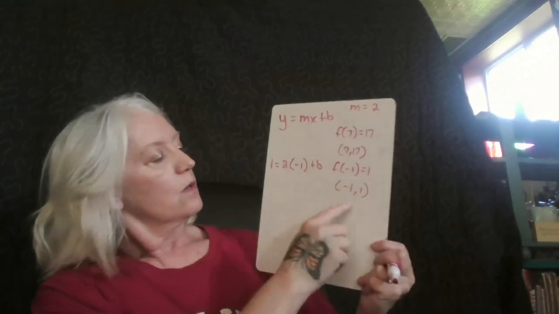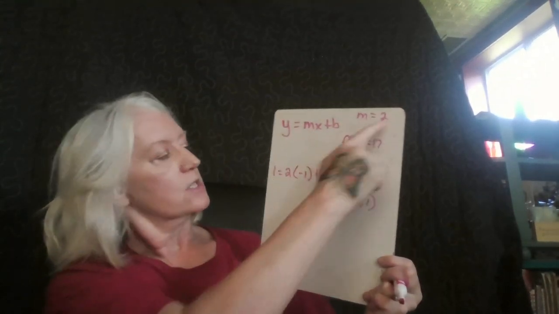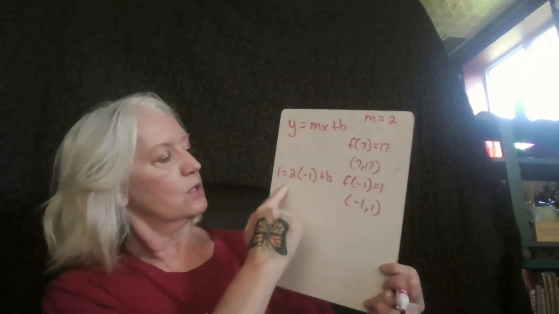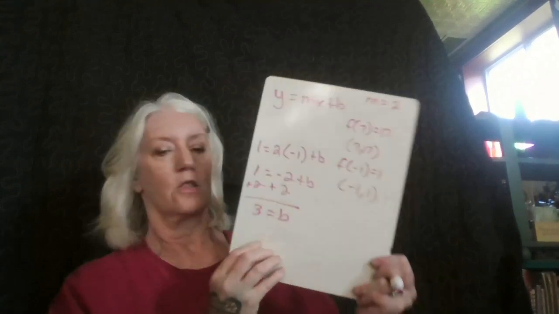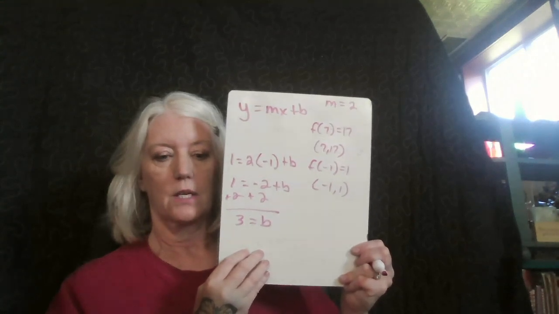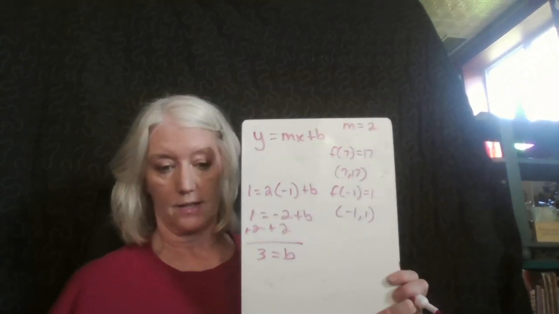All right, here we go. Y is 1, m is 2, x is -1. We're trying to find b. Solve this. 1 equals -2 plus b. Add 2 to both sides. We get 3 equals b. 3 is where it crosses the y-axis. Where it crosses the y-axis is where x is 0.